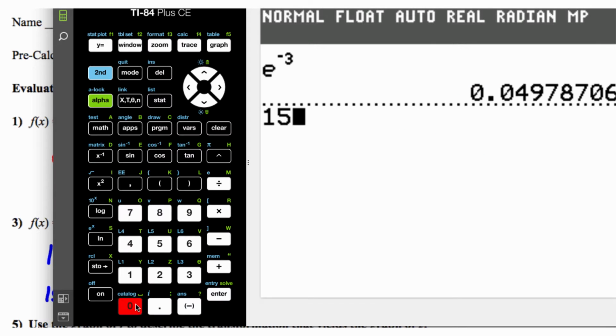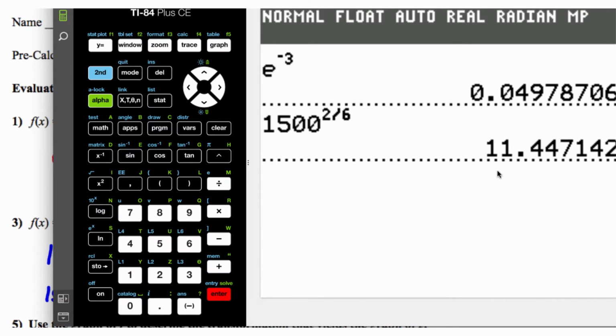So we've got 1500, and we're going to raise that to the power of 2 divided by 6, and we'll get 11.45 if we go to 2 decimal places.